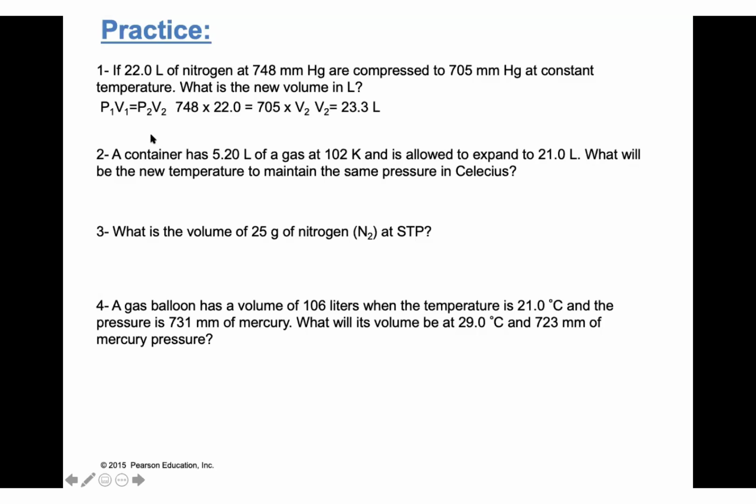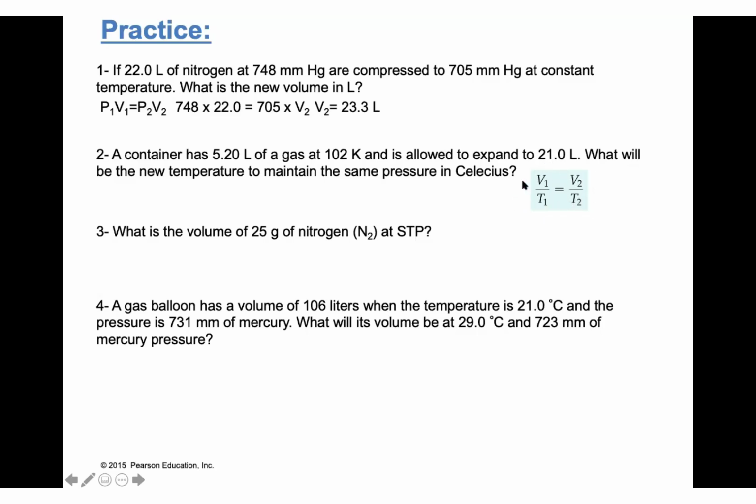Let's do the second one. A container has 5.20 liters of a gas at this Kelvin temperature, and then a second temperature. This 2 tells me that's my V2, and they ask for T2. So which law do we have? Charles's law.